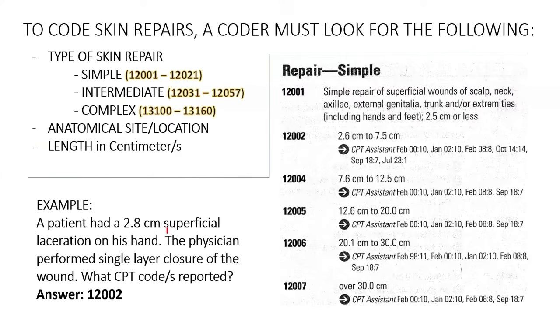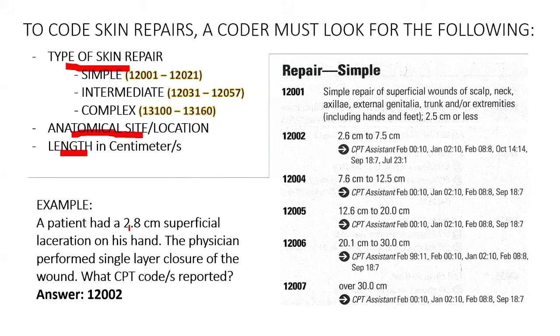Moving on, as we have understood the types of repairs, going back to the point, what a coder will look for when he tries to code skin repairs is, first and foremost, the type of skin repair, then the anatomical location or site, and then the length. Let us take an example to understand it clearly.